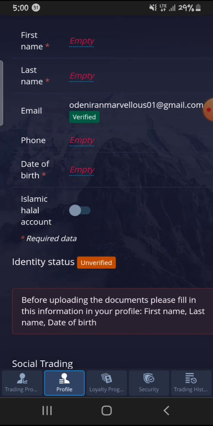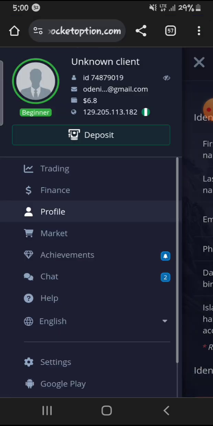Choose your country of origin, click on Nigeria, and it's a process. It's going to tell you to upload your documents, both the front and the back. You can always send me screenshots if you're stuck. So let's move on. Let's assume we're done with the verification now.